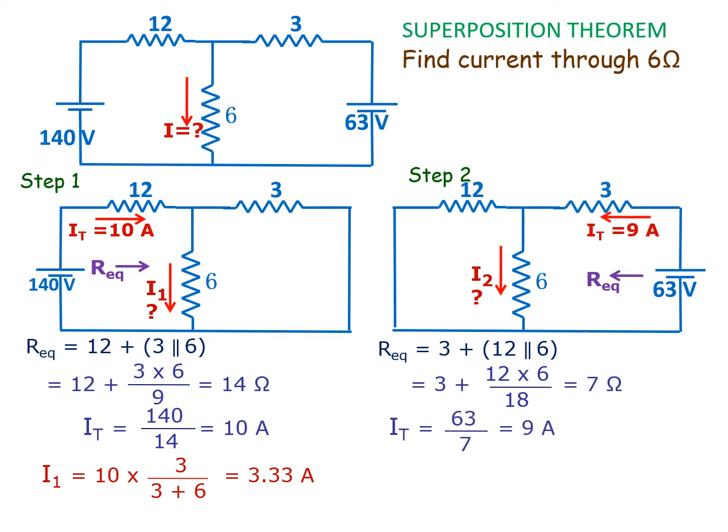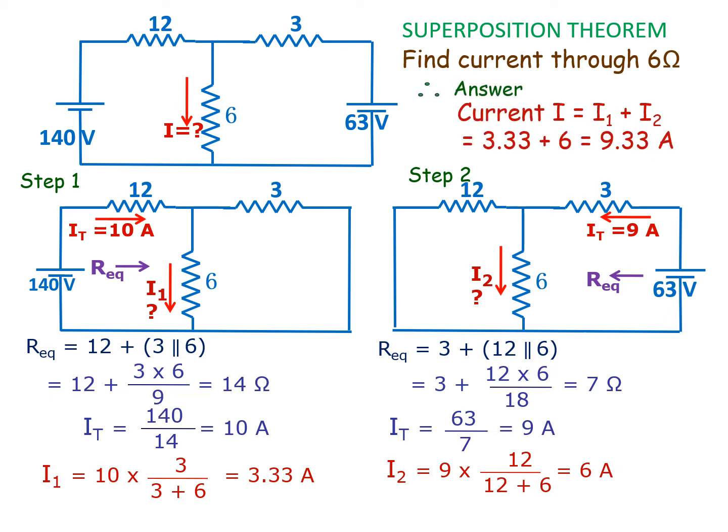Now the total current supplied by the 63 volt source is 9 amperes. Now apply the current divider rule. I2 is equal to 9 into the other resistance 12 divided by 12 plus 6. You get 6 amperes. Now the answer. The current due to both the sources, I, is equal to I1 plus I2 by the superposition principle. The answer is 9.33 amperes.